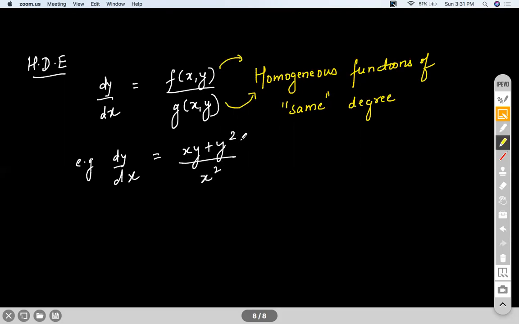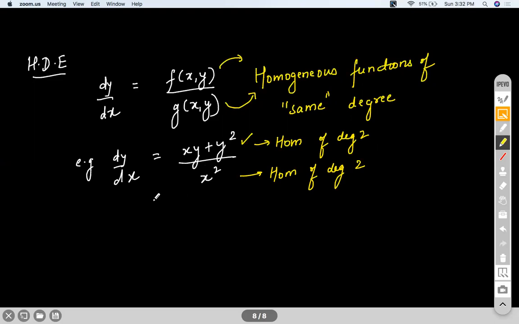So as you can see, your numerator is a homogeneous function of degree 2. Denominator is also a homogeneous function of degree 2. So this is an example where you can call this differential equation homogeneous in nature. Okay, now how do we actually solve such kind of differential equations?